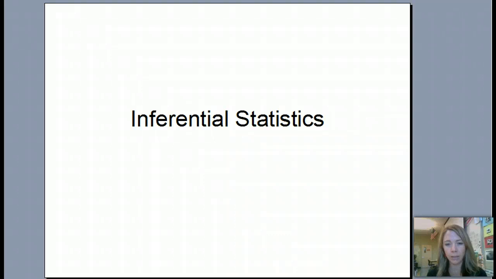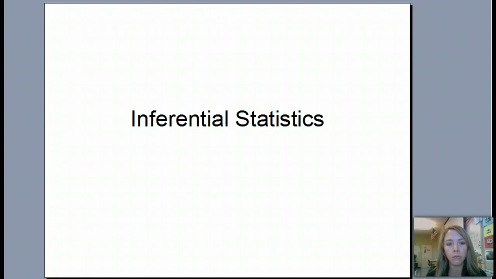Okay, guys, last notes on statistics. I'm going to keep these ones pretty short. These are going to be our inferential statistics. We talked a little bit about what an inference is, but an inference is different than a conclusion. We're going to talk about inferring information from the numbers that we gather from scientific data.